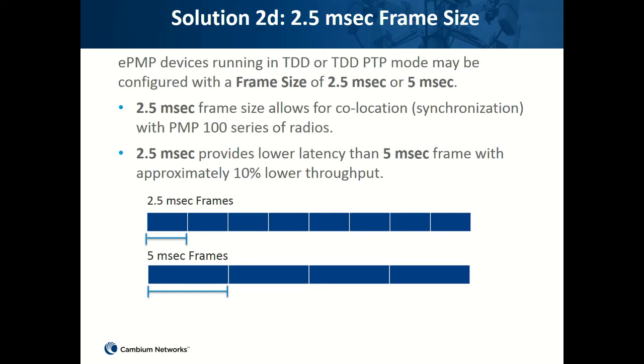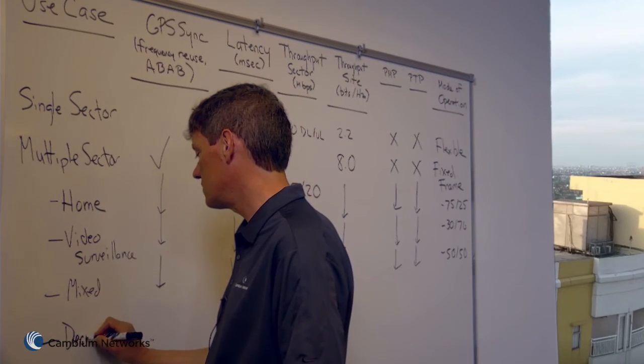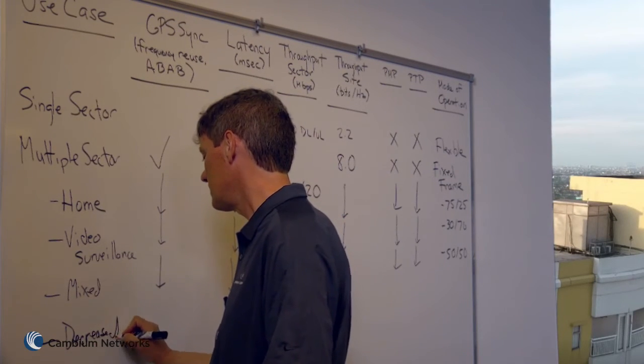The first one is if you have some FSK equipment, you can co-locate with that because they use a 2.5 millisecond frame. The second benefit, though, is that the smaller frame size allows you to have decreased latency, at the expense of a little throughput, but the decreased latency might be important to some users. So what is the benefit of the decreased latency? So now we have another thing where we have decreased latency.